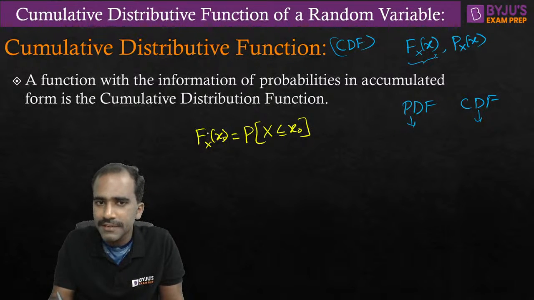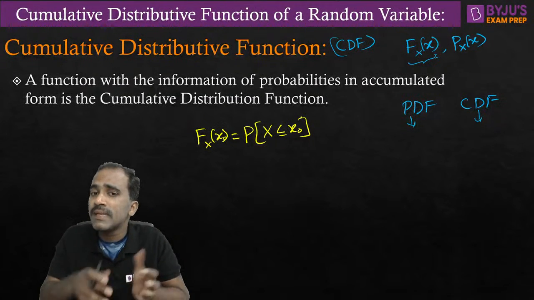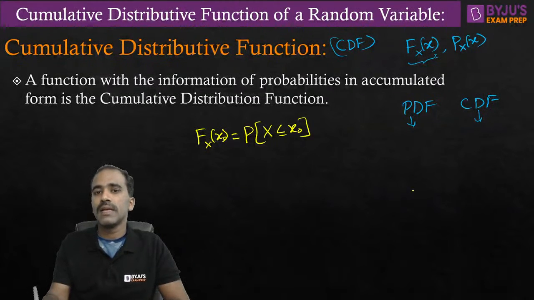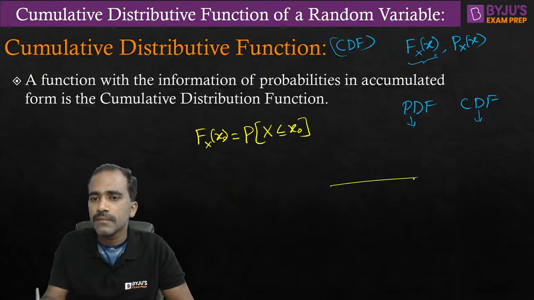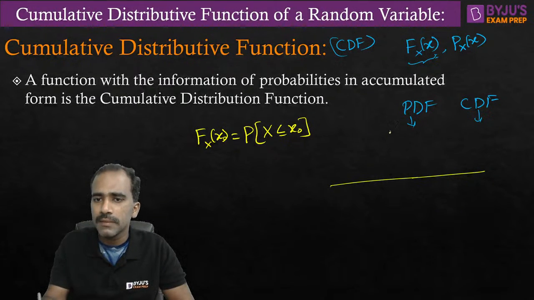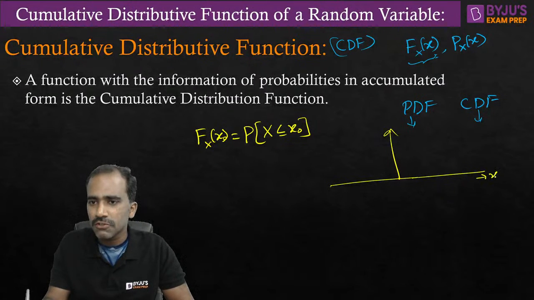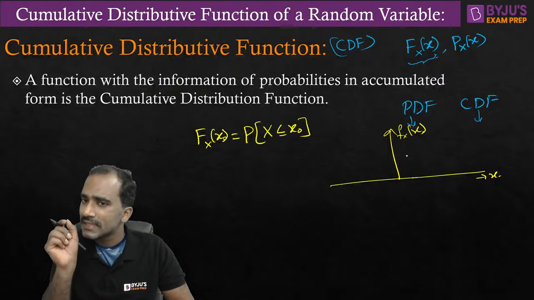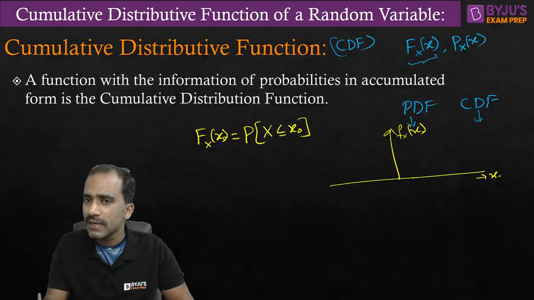So the CDF function indicates not the probability at x naught, but the probability till x naught. For example, I'll take some examples and explain. Let me explain this first. As a function of x, if you're having a PDF, it indicates the information at that point. Probability at a particular point is indicated by the PDF.